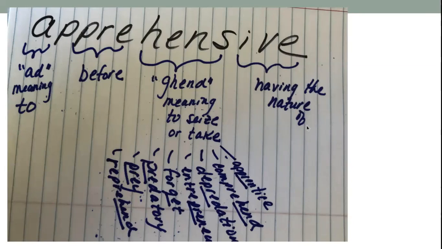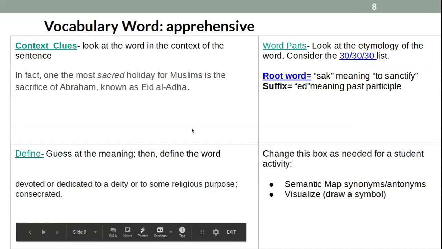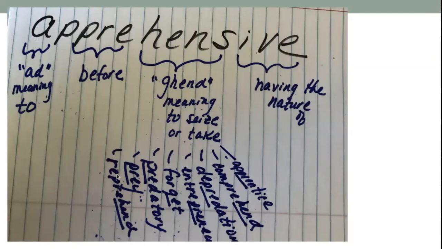I would also add that. But there's lots of words that do connect, like apprentice, comprehend, depredate, entrepreneur, forget, predator, prey, reprehend, reprehensible would be a good one to add there. So you could do challenges.